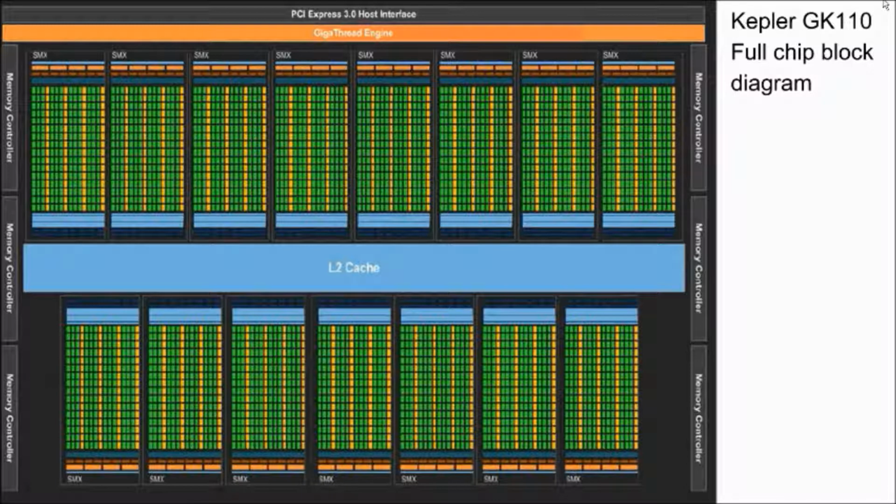Starting here with a high-level view of the relatively new Kepler GK110, we can get an idea of the setup of components such as the SMX, caches, thread control units, that's the GigaThread engine near the top, and the memory controllers. Here you can see the Kepler setup consists of 15 of the SMX units, each of which contains 192 cores, which gives you a total of 2,880 cores in this particular version of the Kepler architecture.